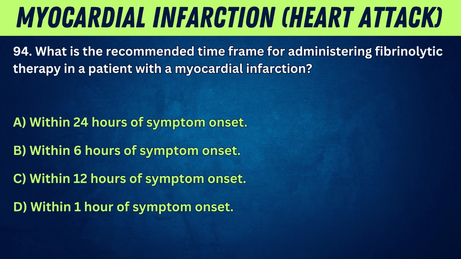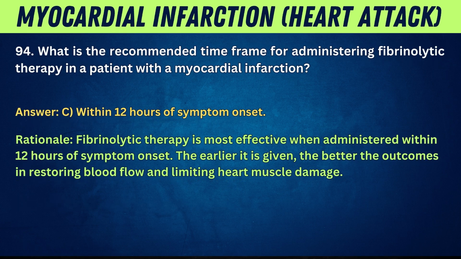Within 6 hours of symptom onset. C. Within 12 hours of symptom onset. D. Within 1 hour of symptom onset. Answer: C. Within 12 hours of symptom onset. Rationale: Fibrinolytic therapy is most effective when administered within 12 hours of symptom onset. The earlier it is given, the better the outcomes in restoring blood flow and limiting heart muscle damage.